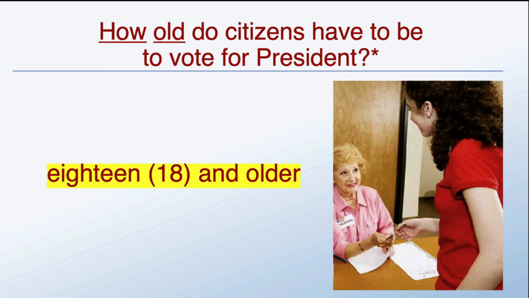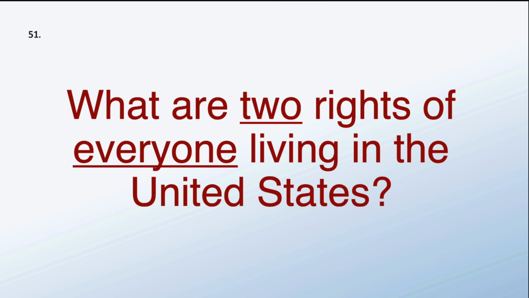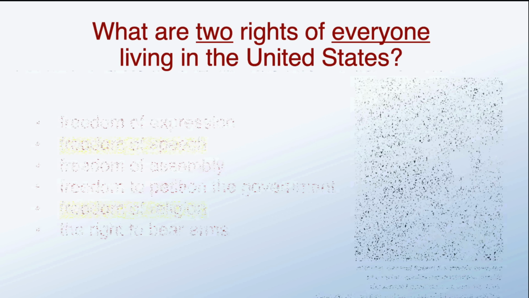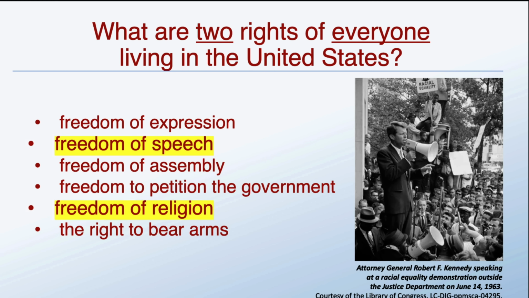18 and older. What are two rights of everyone living in the United States? Two rights of everyone: freedom of speech and freedom of religion.